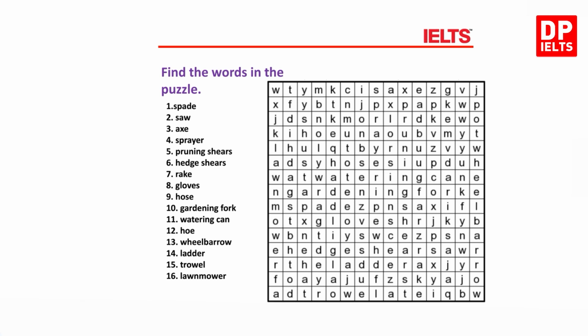Right, so let us have a look at some of the words, right? So here we have axe. So axe is done. Next we have sprayer. There you go. Tick sprayer, right? Next we have pruning shears. So you can write down pruning shears, right? Next one, hose. Done. Okay. Next one, hoe. Right? Next one, spade. Right?